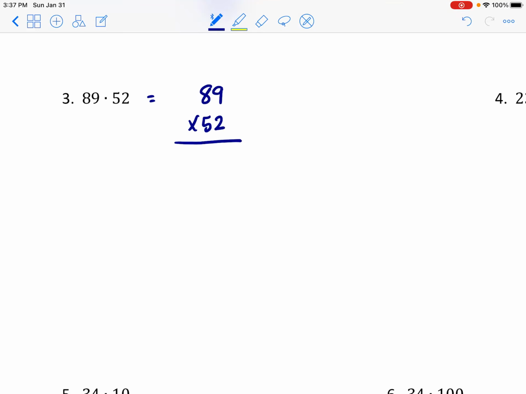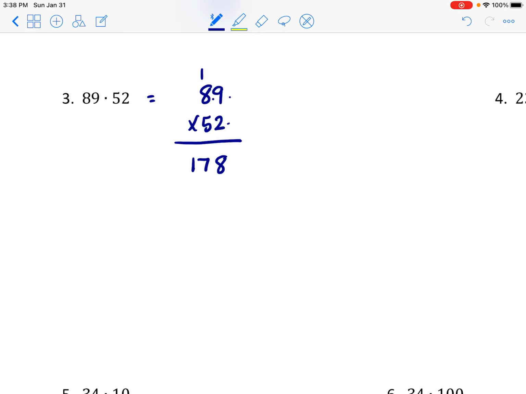So with traditional multiplication, we're going to start by multiplying the digit that's in the ones place. So 9 times 2 is 18. We're going to put the 8 here, carry the 1. The 2 times the 8 would be 16, plus the 1 would make 17 here.